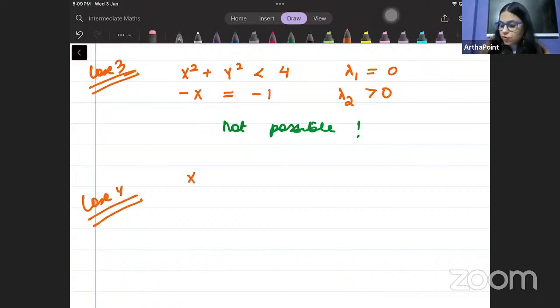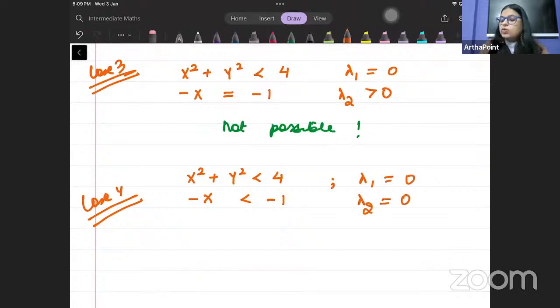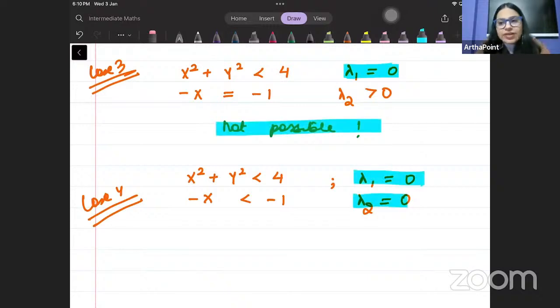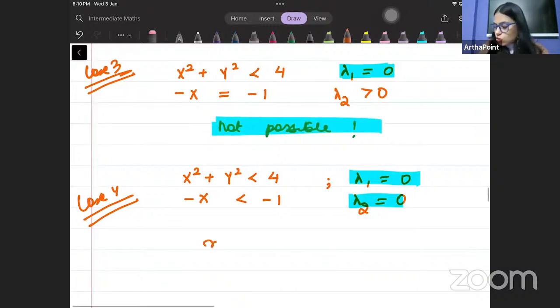So, case 4 will be when both constraints are unbinding. So, x square plus y square is less than 4 and minus x is less than -1. It means both the Lagrange multipliers will be equal to 0. But beta जब Lagrange multiplier 1 ही 0 था, I have got a contradiction. तो अगर दोनों भी 0 हो जाएंगे तो भी तो contradiction ही रहेगा, क्योंकि वो वाला contradiction तो अभी भी है ही. So this is also not possible.